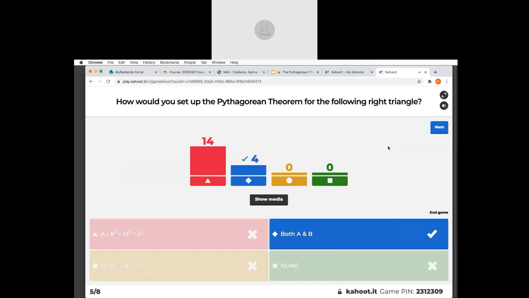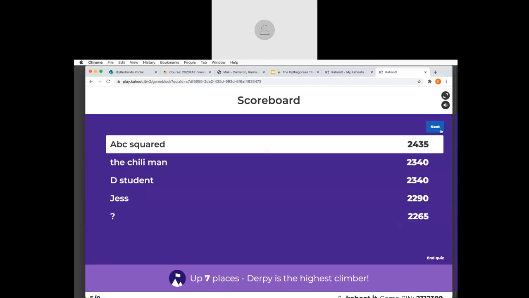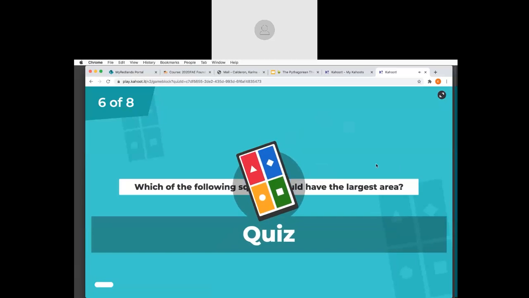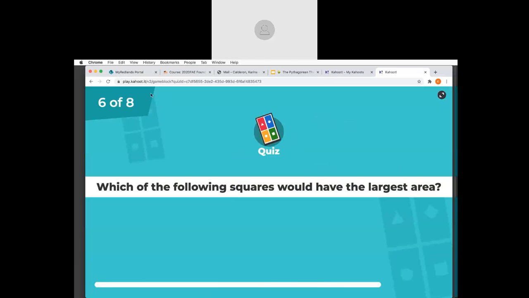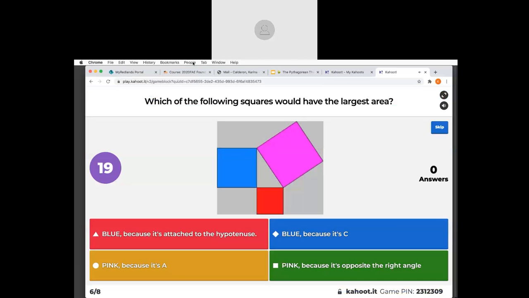Ooh, well, if you got A and B, you guys were right, but it's actually both of them. Remember that the A and the B don't matter. Doesn't matter if it's first A or first B. It doesn't matter as long as the C is by itself. Awesome. Six out of eight.